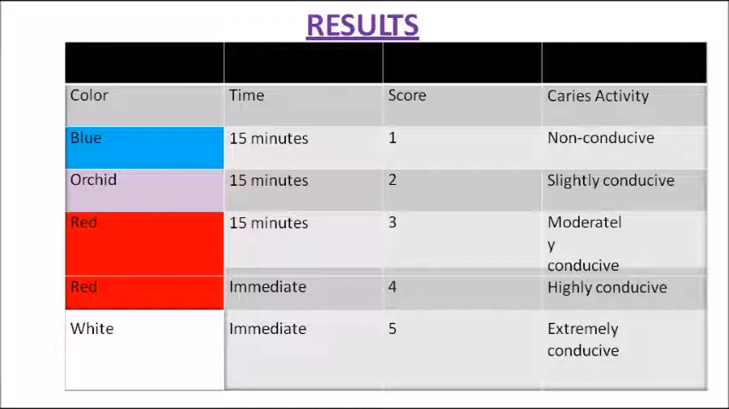If it is immediately white, it is 5, and it is extremely conducive. Clear? So these are the results. It measures the activity of the reductase enzyme present in the salivary bacteria.